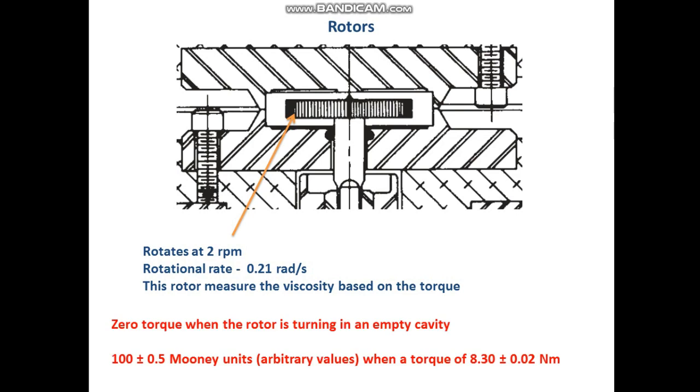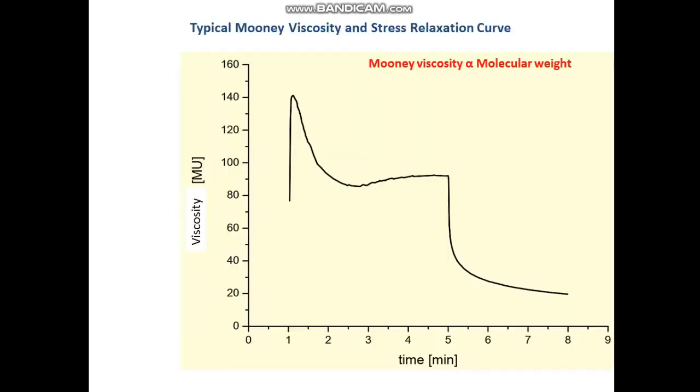After measuring the Mooney viscosity first, we can then measure the stress relaxation properties of the same rubber sample. To do that, at the end of the Mooney viscosity test, we need to stop the rotation of this rotor suddenly, right? Then we can measure the stress relaxation properties.